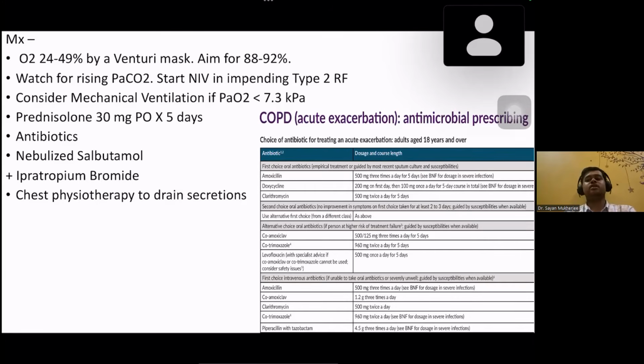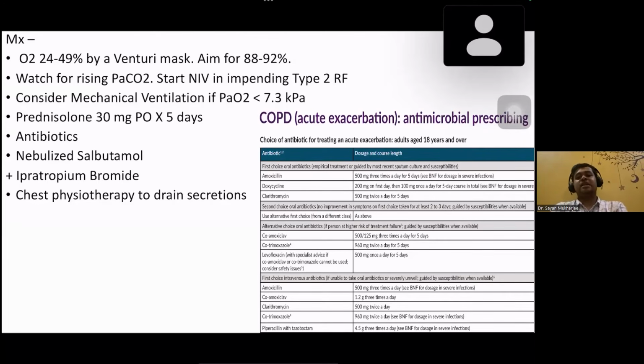What is NIV? It's non-invasive ventilation. The mode of NIV we use for a patient of COPD exacerbation is CPAP, continuous positive airway pressure. And then mechanical ventilation, it's not really used in COPD, but if the patient has a PaO2 less than 7.3, if he's strongly hypoxemic, we can give mechanical ventilation.